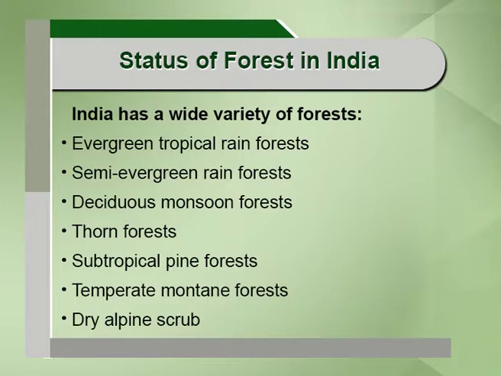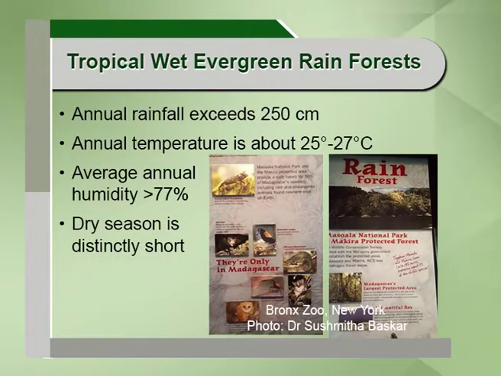Tropical wet evergreen rainforest, as the name indicates, is wet all the time, so the dry season is distinctly short. This is the forest where the annual rainfall exceeds 250 centimeters. The annual temperature ranges between 25 and 27 degrees centigrade. The average annual humidity is more than 77%. The dry season is distinctly short because it is a tropical wet evergreen rainforest.